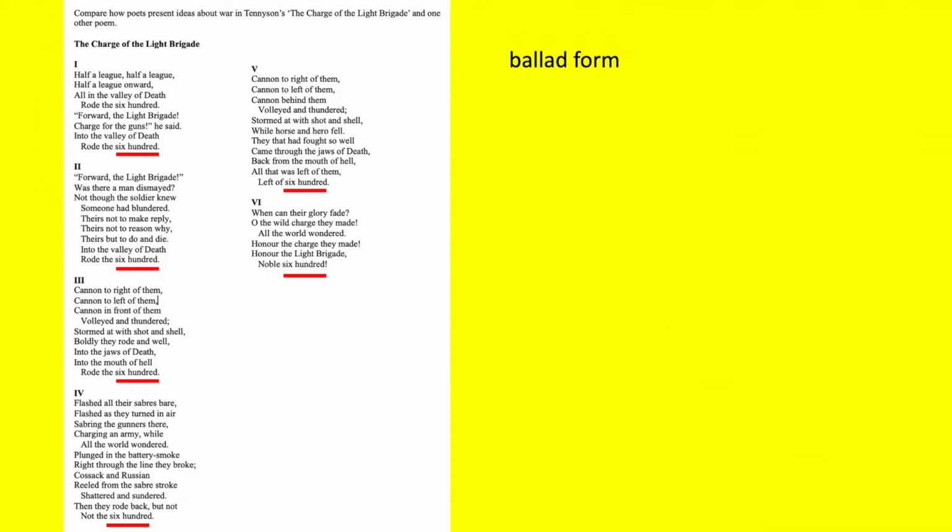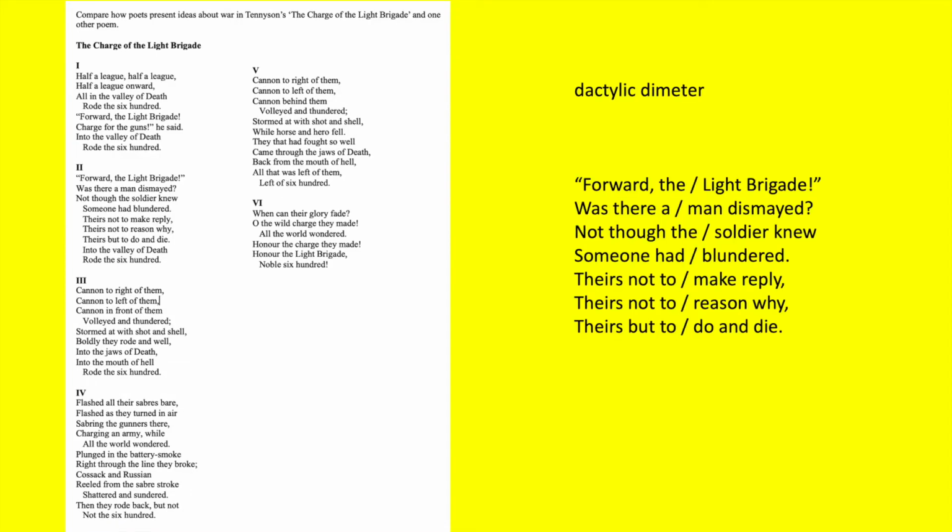We might also pick out how most of the poem is written in clear dactylic dimeter. A dactyl is made up of one stressed syllable followed by two unstressed syllables, and if we break the poem up with the forward slashes you can see here, most of the poem is made up of two dactylic feet, and when there are 2 feet per line we call that a dimeter. So the poem is written largely in dactylic dimeter.